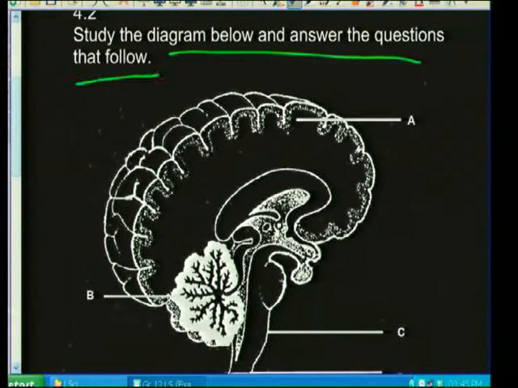The same thing if you tread on a thorn. The same thing happens. You jump away. If you left it, the thorn would go deeper and maybe cause further bleeding, etc. So that is the significance there. Let's move on, and now we're looking at the brain. Notice we've looked at the ear, we've looked at the eye, we looked at the reflex action, and now we're looking at the brain. Study the diagram below and answer the questions that follow.